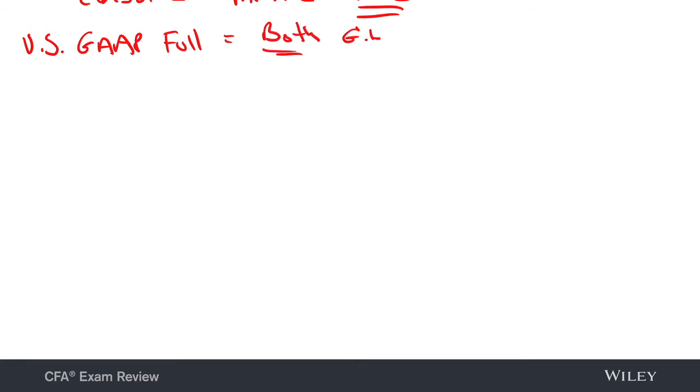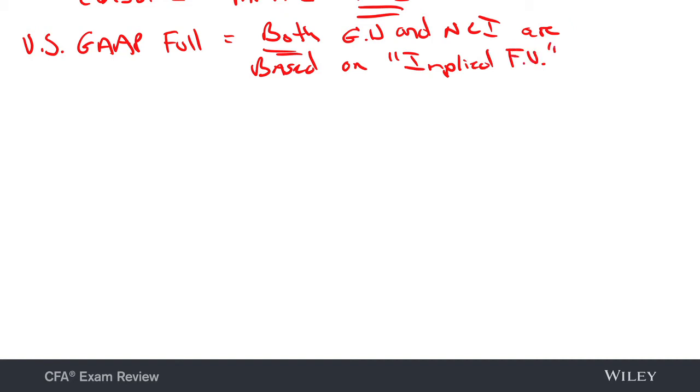Okay, so let's now review how would we work this problem if we were doing US GAAP full goodwill. If you're doing US GAAP, you must do full goodwill. IFRS, you have an option, partial or full. US GAAP, got to do full goodwill. Both the goodwill and the non-controlling interest are based on something called the implied fair value, as if you purchased 100% of the company.